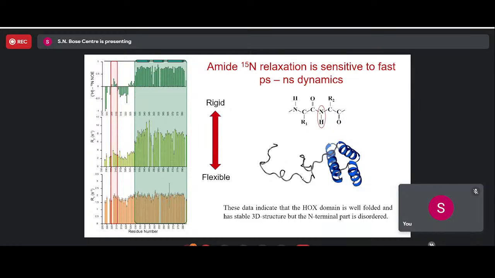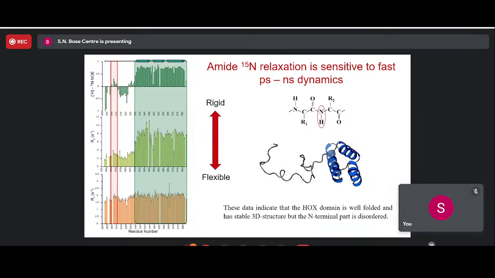So what we are plotting here is the sequence of the protein and whatever value we get for each of those amino acids. For each amino acid, we get R1, R2, and NOE, these three values. And these three values we can then use to measure the dynamics of that particular NH bond vector.